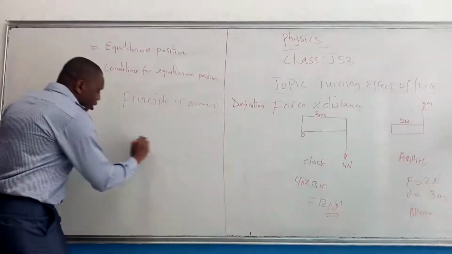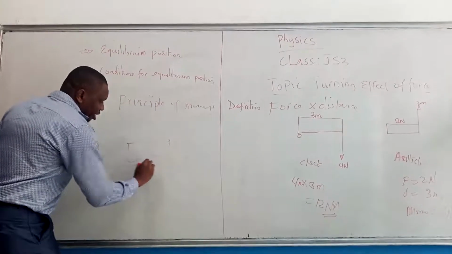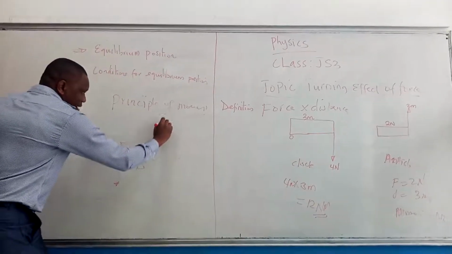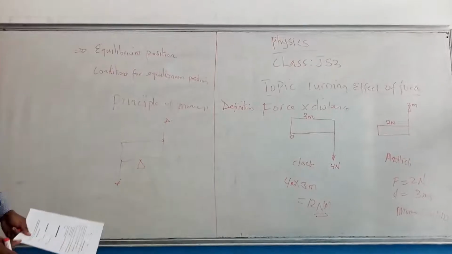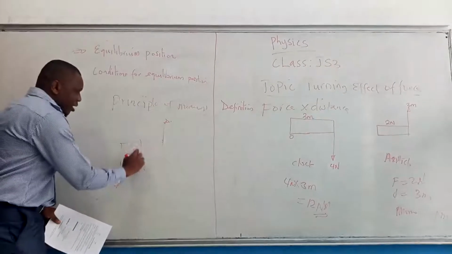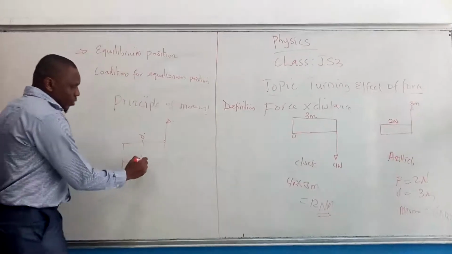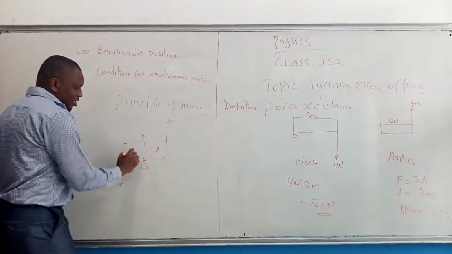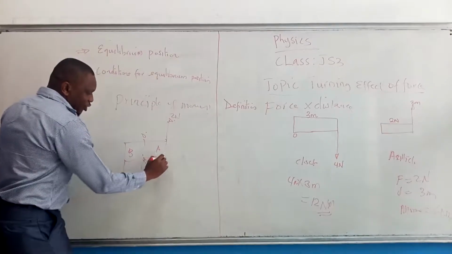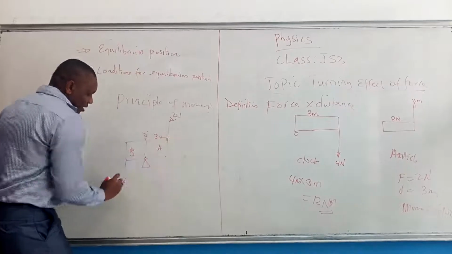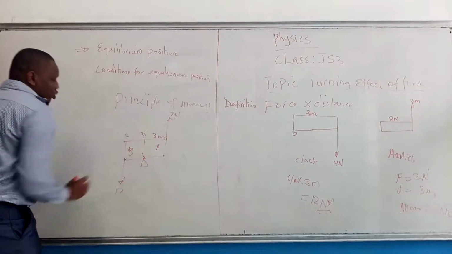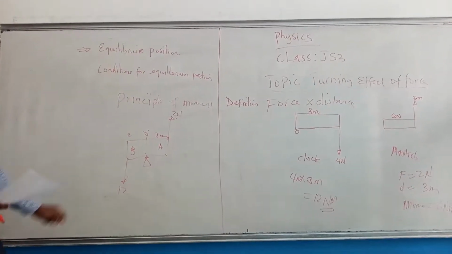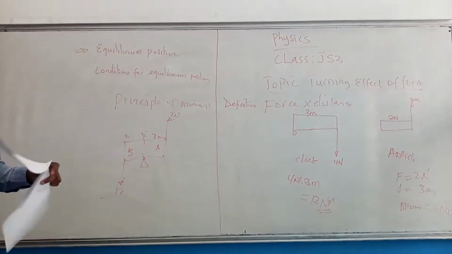So if we have an object like this, here this is the pivot, here this is the clockwise, and this is the anti-clockwise. So this is our center, which is O. So moment from here to here must be equal to moment from here to here. If this is A and this is B, here should be 2 Newton and here should be a distance of 3 meters. Here should be 12 Newton and here a distance of 2 meters. So the anti-clockwise moment must be equal to the clockwise moment. That is the principle of moment.